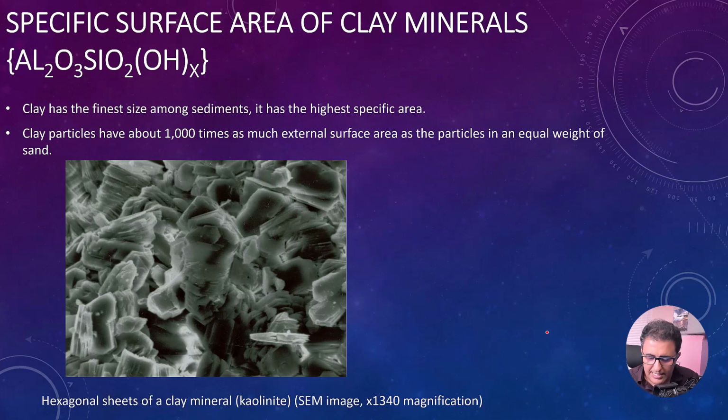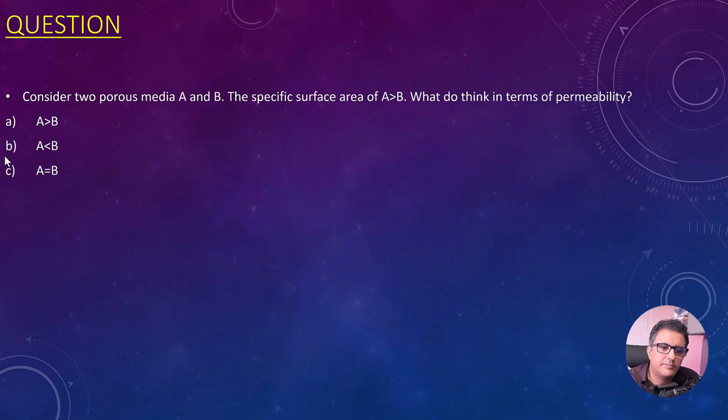So the answer is indeed B. The reason is that higher specific surface area means that the grains should be smaller for this rock type. So A has smaller grains compared to B, and we know that smaller grains mean lower permeability. For that reason, I can say that B should have higher permeability compared to A.